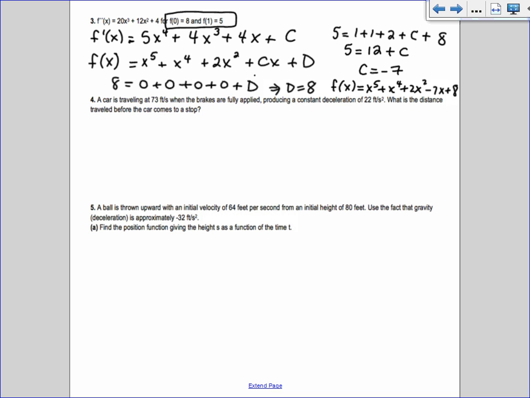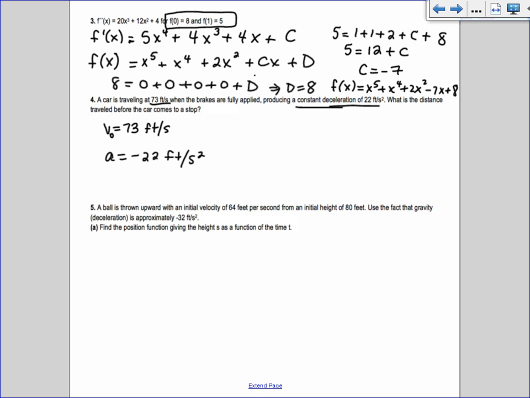All right, so you might also have some story problem type things. So it says a car is traveling at 73 feet per second. So recognize that that's a velocity, right? But it's really just the initial velocity. So I'm going to put v sub 0. So I remember that it's maybe not constant velocity. When the brakes are fully applied, producing a constant deceleration. So that one is constant. And since it's a deceleration, I'm going to make it negative. So I'm losing 22 feet per second squared. So negative 22 feet per second squared. What is the distance traveled before the car comes to a stop?